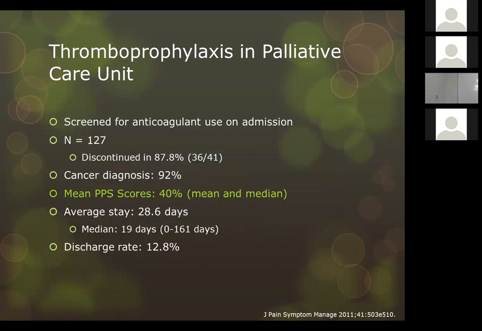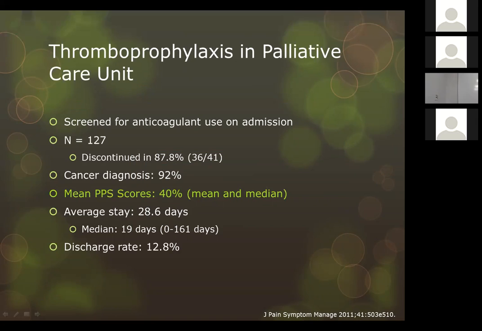So the average stay of these patients was 28.6 days with a median of 19 days. These patients weren't on this unit for a very long time, and it can almost be thought of like a hospice program because they were there for a relatively short time before they were either discharged, which you can see only 12% of the patients were, or they had passed away. So with the discharge rate and the average stay, it is largely like a hospice program in a palliative care unit.